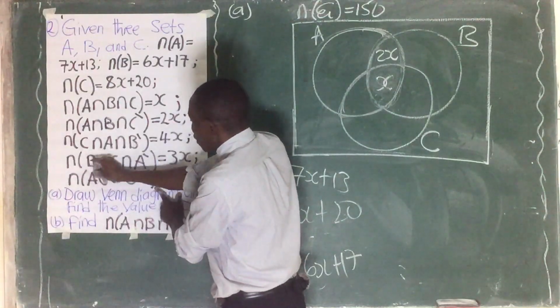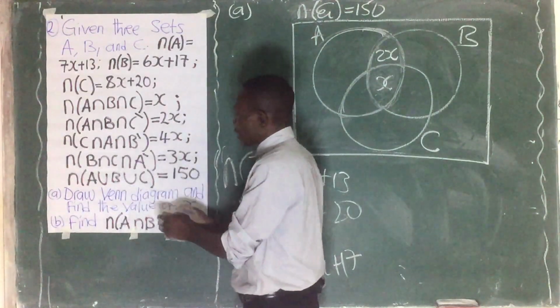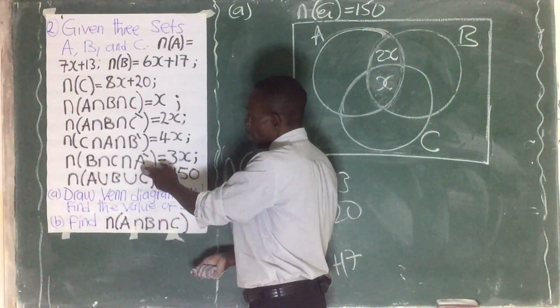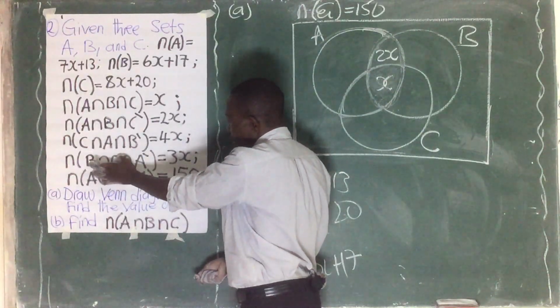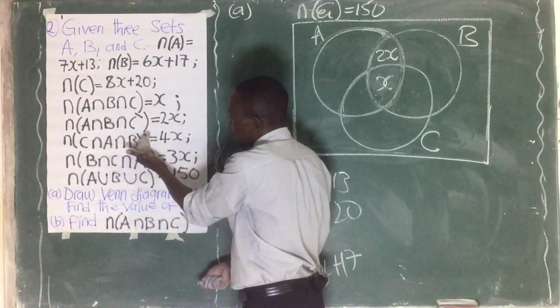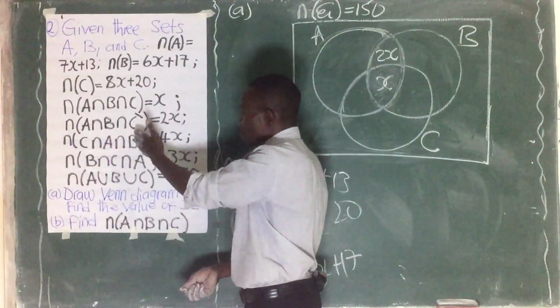Here you concentrate on what? B intersection C. If there's a part that is for A, from this intersection, you have to remove that one out. You have to remove the B. You have to remove the C. That's what it means here.